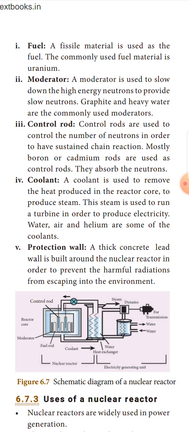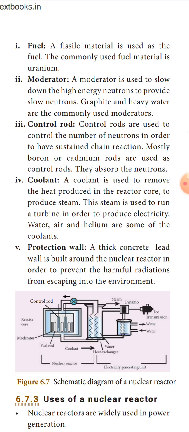The fourth one, coolant. A coolant is used to remove the heat produced in the reactor core to produce steam. This steam is used to run a turbine in order to produce electricity. Water, air, and helium are some of the coolants.